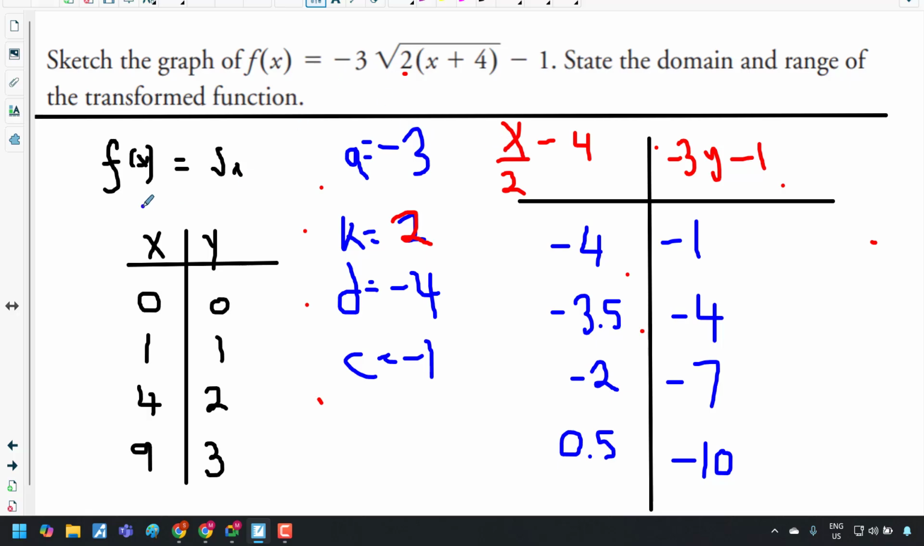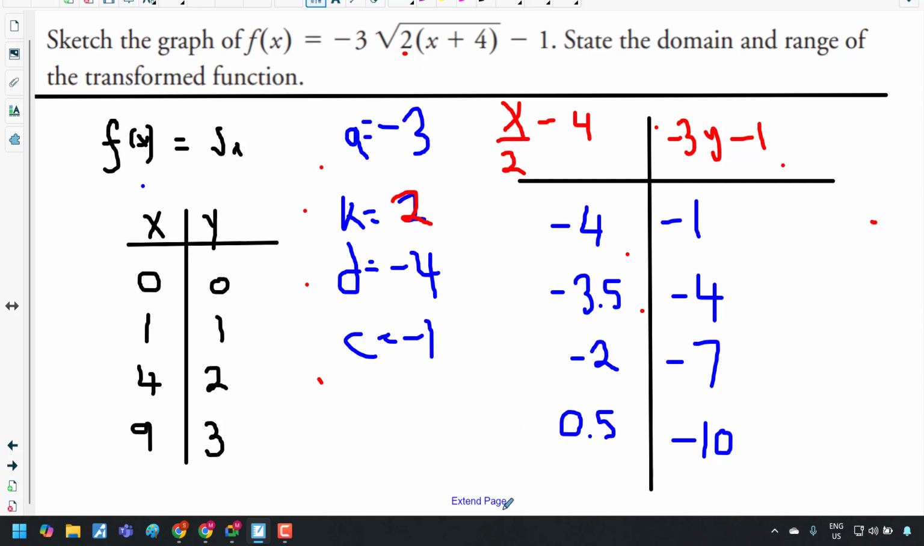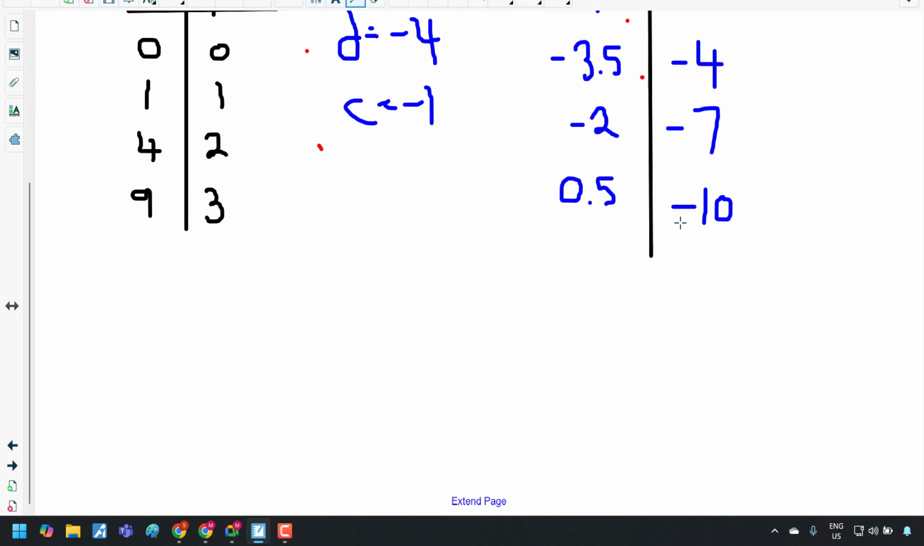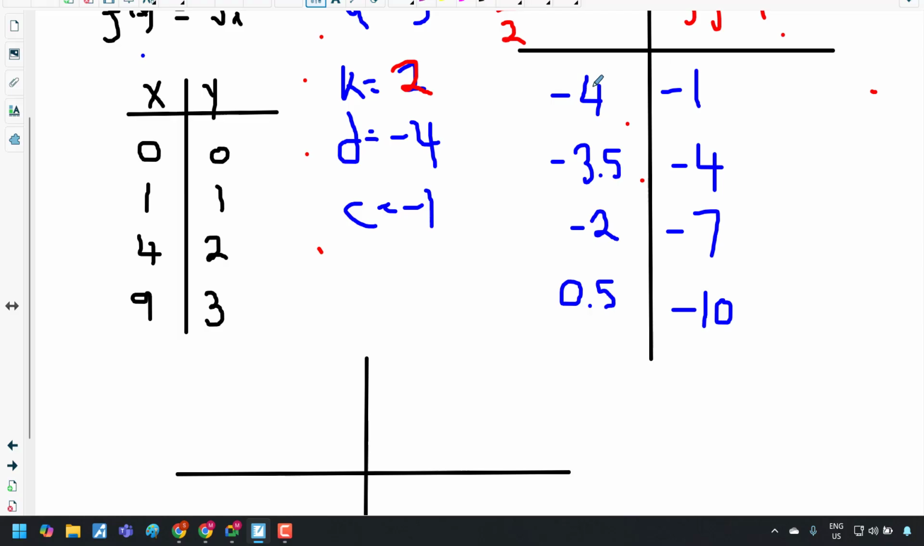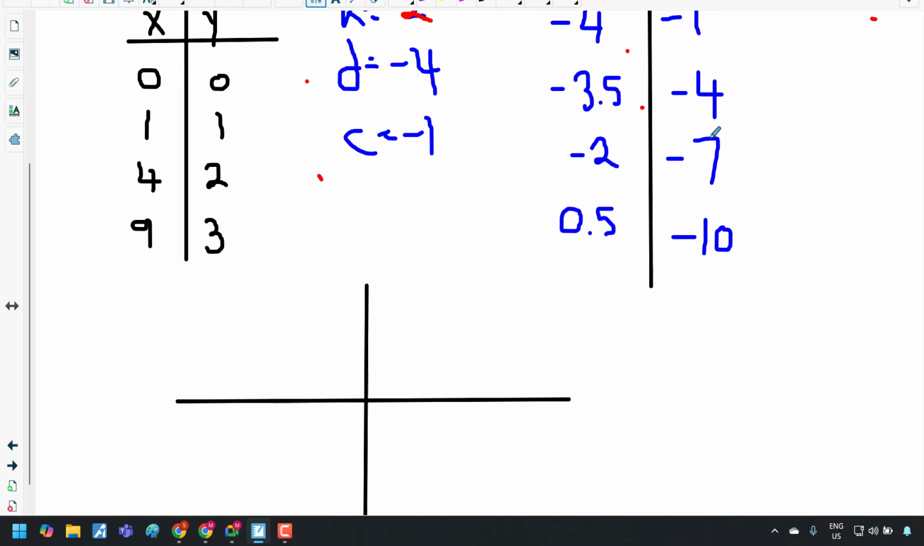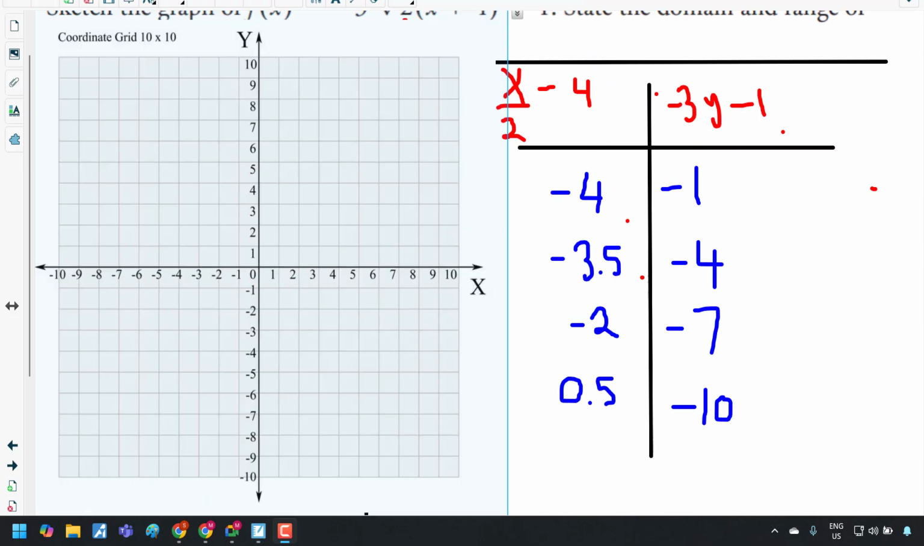So f of x, well, technically f of x is this one, so it doesn't really matter. And now you just graph it. You get a table of values. Sorry, you get chart paper, and then you graph your table of values. Give me a second, actually. All right, so we got our grid. Let's just quickly plot this then.